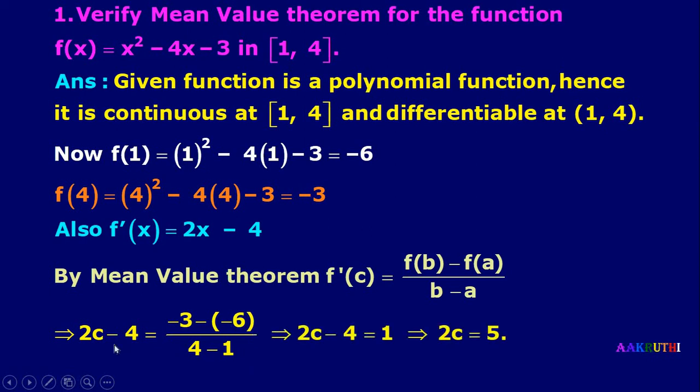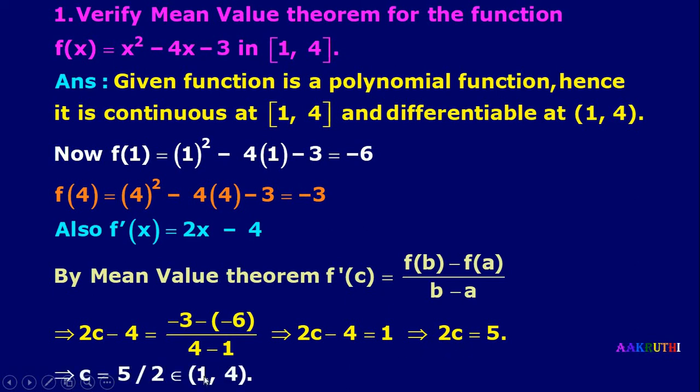When we simplify, we get 2c minus 4 is minus 1, that is minus 3, minus of minus is plus 6. Minus 3 plus 6 is plus 3, divided by 4 minus 1 is 3. 3 divided by 3 is 1. So we get 2c minus 4 equal to 1. Taking 4 to the other side, we get 2c equal to 5. And when we simplify, we get c equal to 5 by 2.